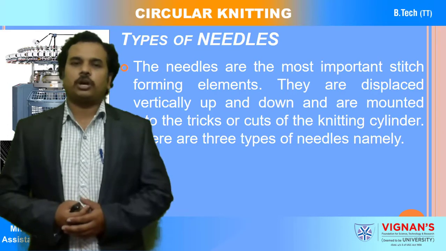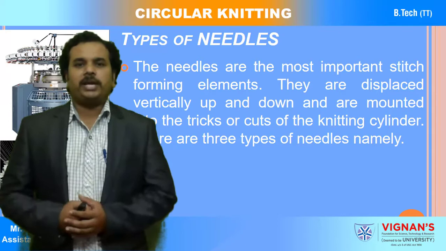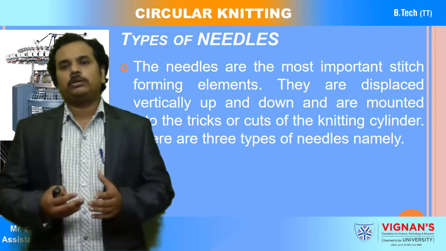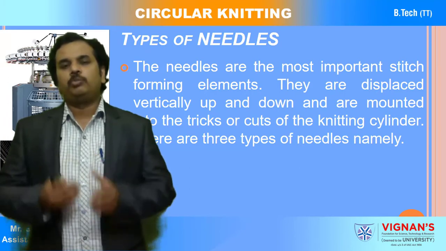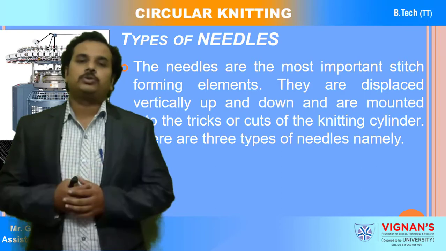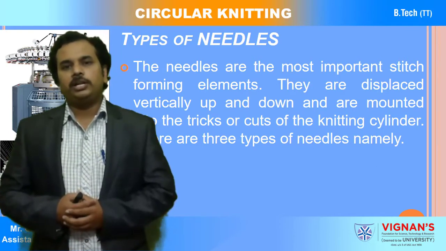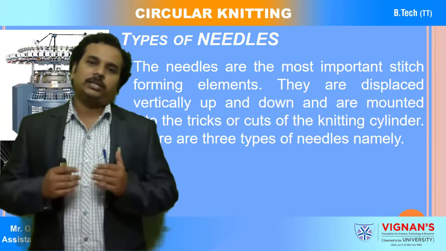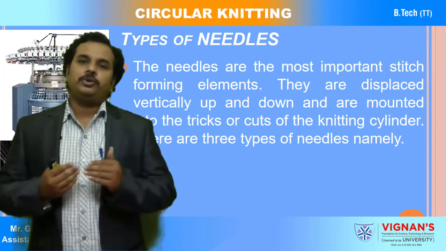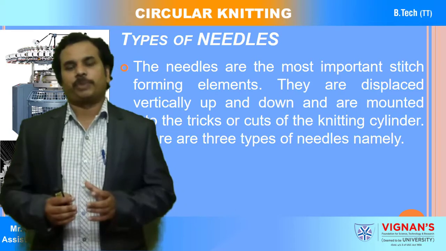Without the needle it is not possible to make the loop. They are displaced vertically, so the needles move up and down. So this displacement, the movement of the needle up and down, is such that when the needle moves up, the loop already formed on the needle stem is cleared and the new yarn will be fed to the needle hook, and the new loop is formed with the help of the needle and latch mechanism.